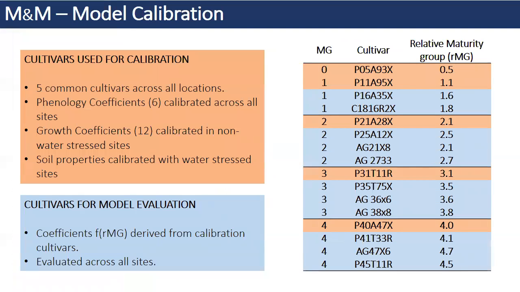We performed model calibration across 5 common cultivars across locations. This crop growth model has a total of 18 crop coefficients divided into 6 phenology coefficients, which we calibrated across all sites, and 12 growth coefficients calibrated in the non-water stress sites. Additionally, soil parameters calibration was performed with water stress sites. In a second step, we derived crop coefficients from calibrated cultivars based on relative maturity group, and we evaluated them across all sites.